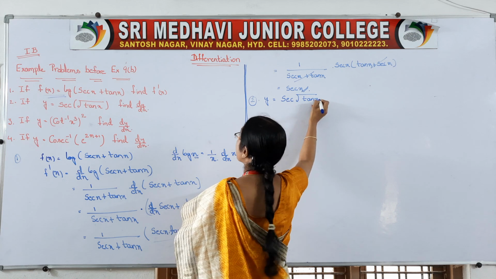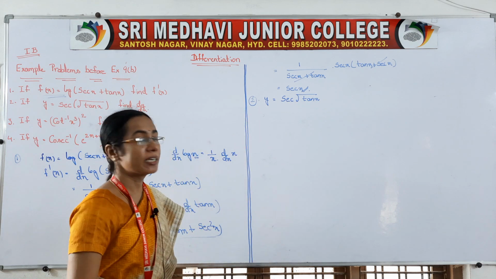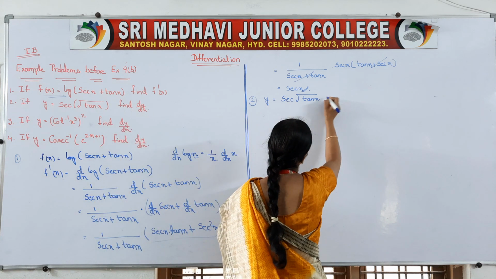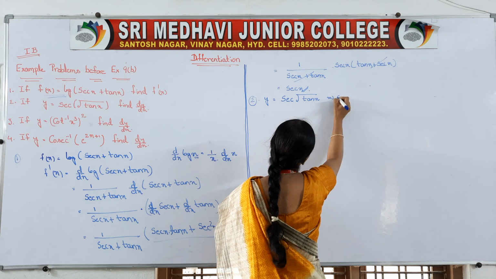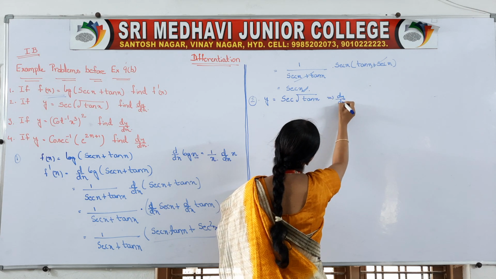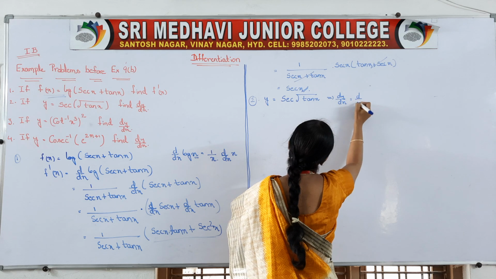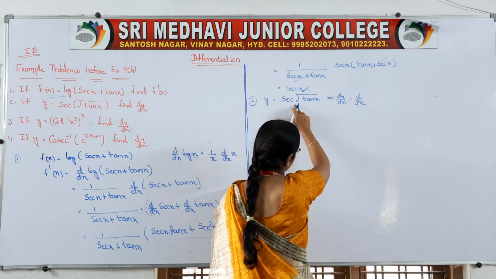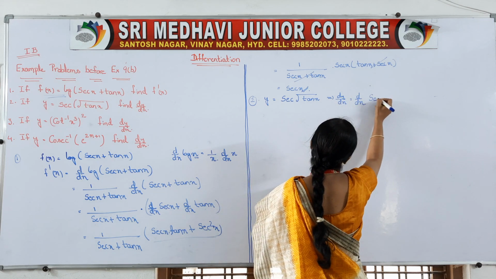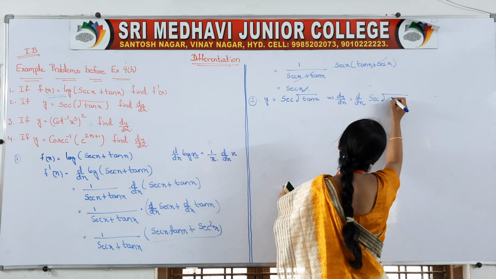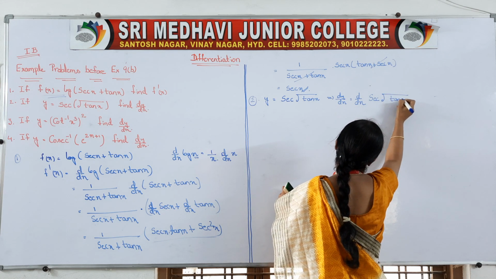Okay, then find dy by dx. So how will we find it? This is the given y. What is the meaning of dy by dx? It is d by dx of this value. What is that value? Secant of root of tan x.